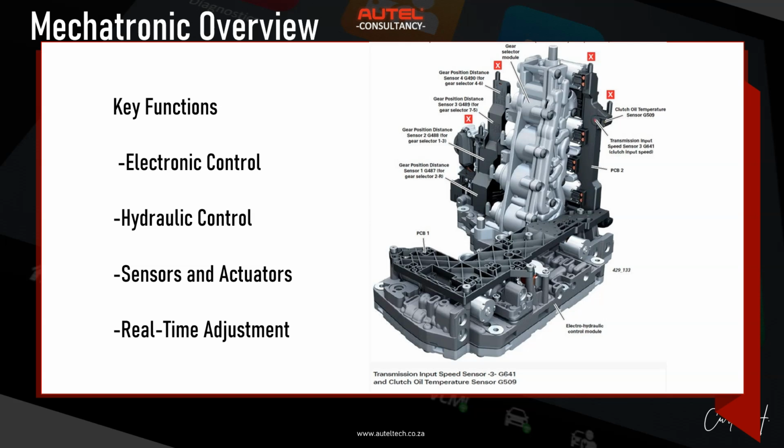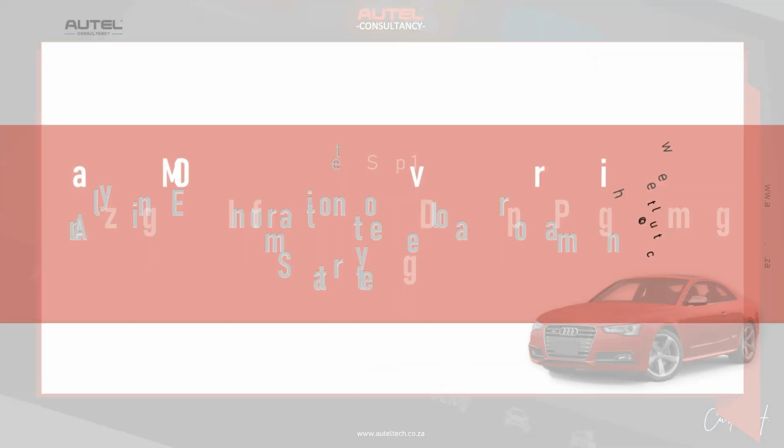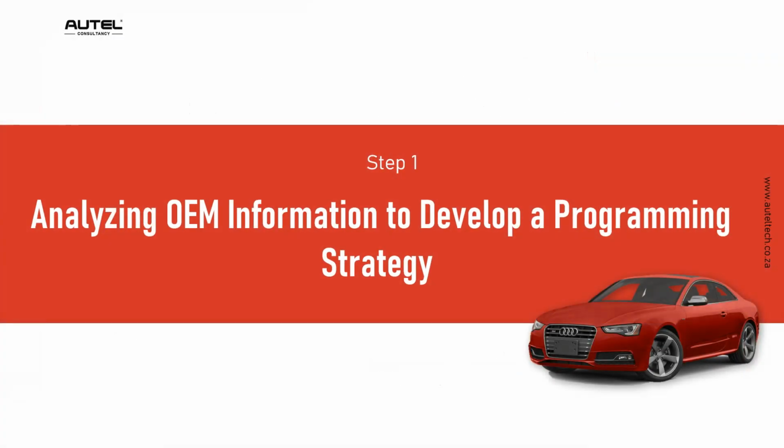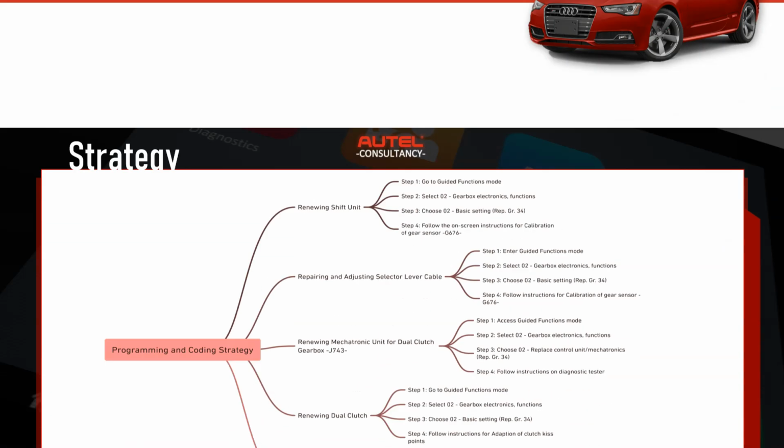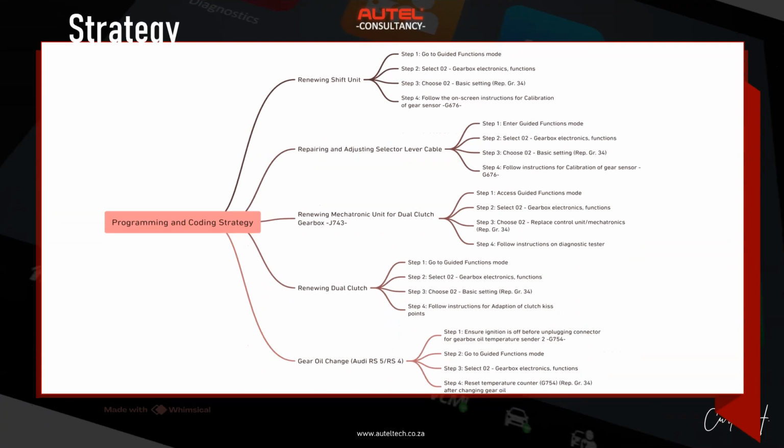All right, so step number 1: analyzing the OEM information. It all starts with the research, and getting European repair information is difficult. I usually just go straight to the manufacturer to get it, and even with that, it's difficult to comprehend. But this is the strategy I laid out for my client.